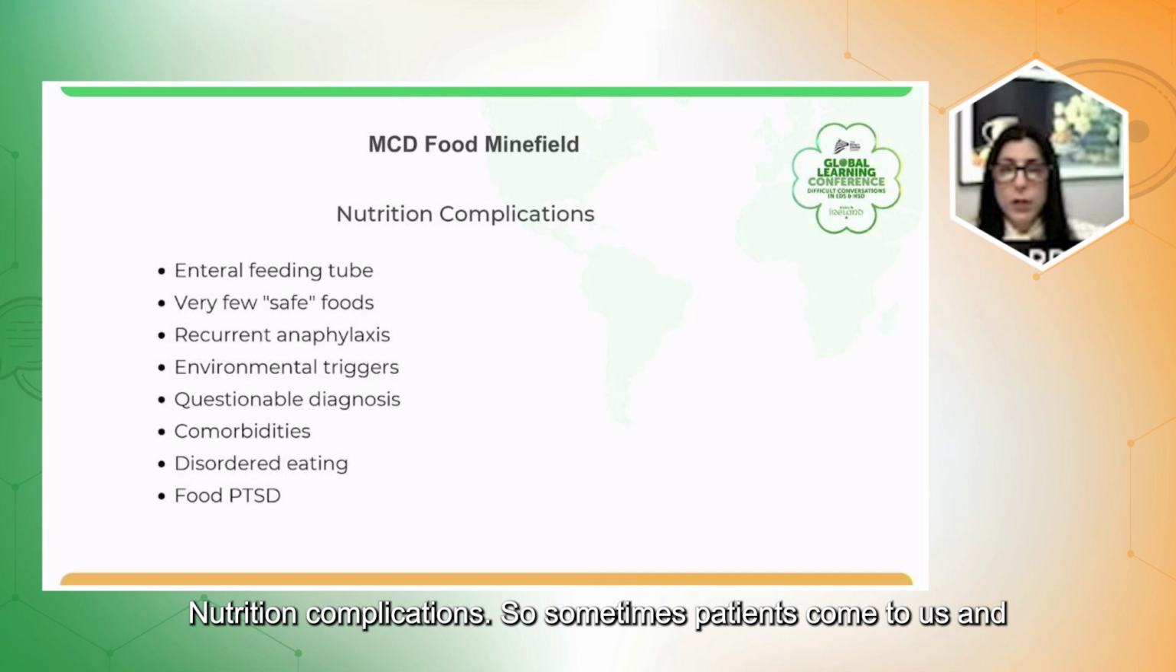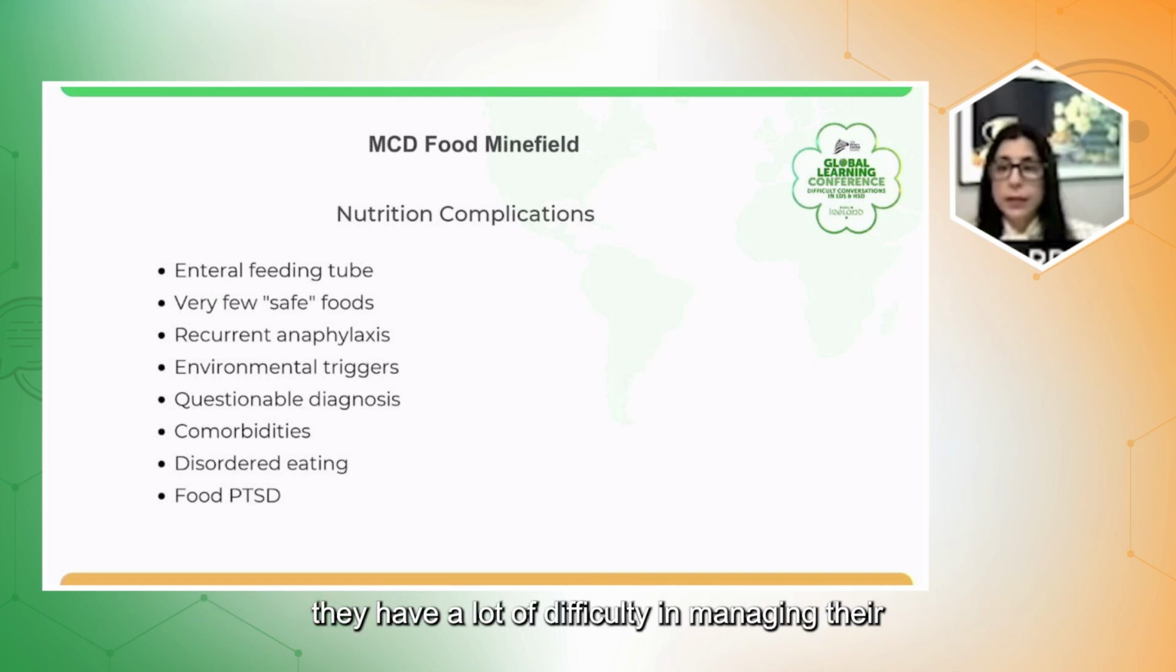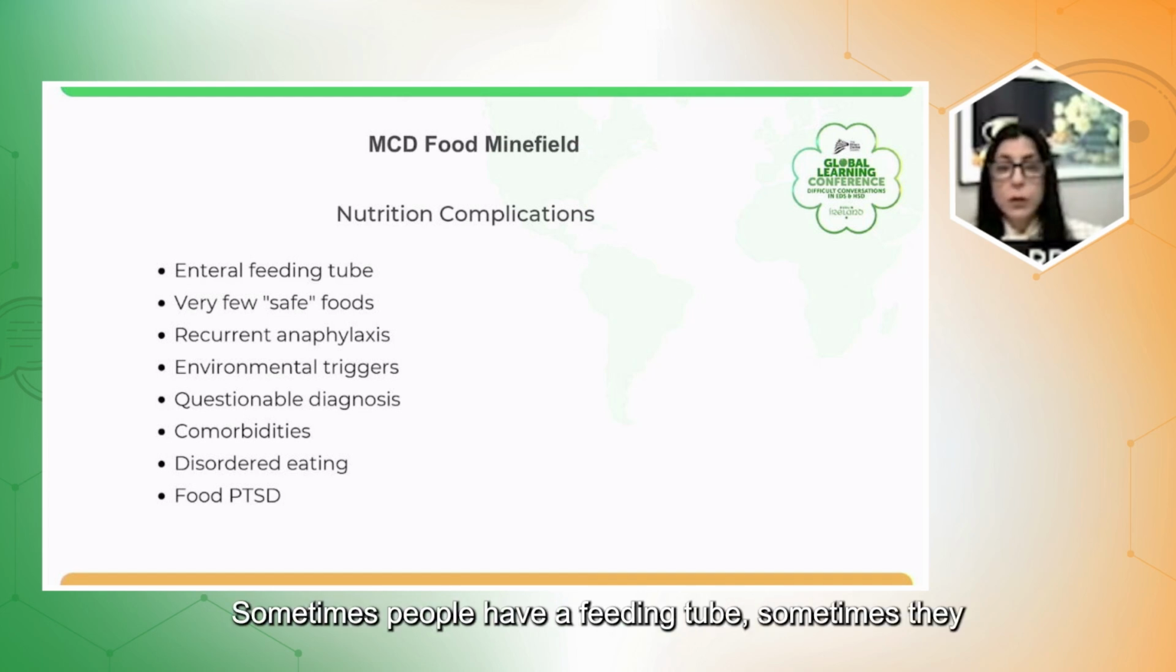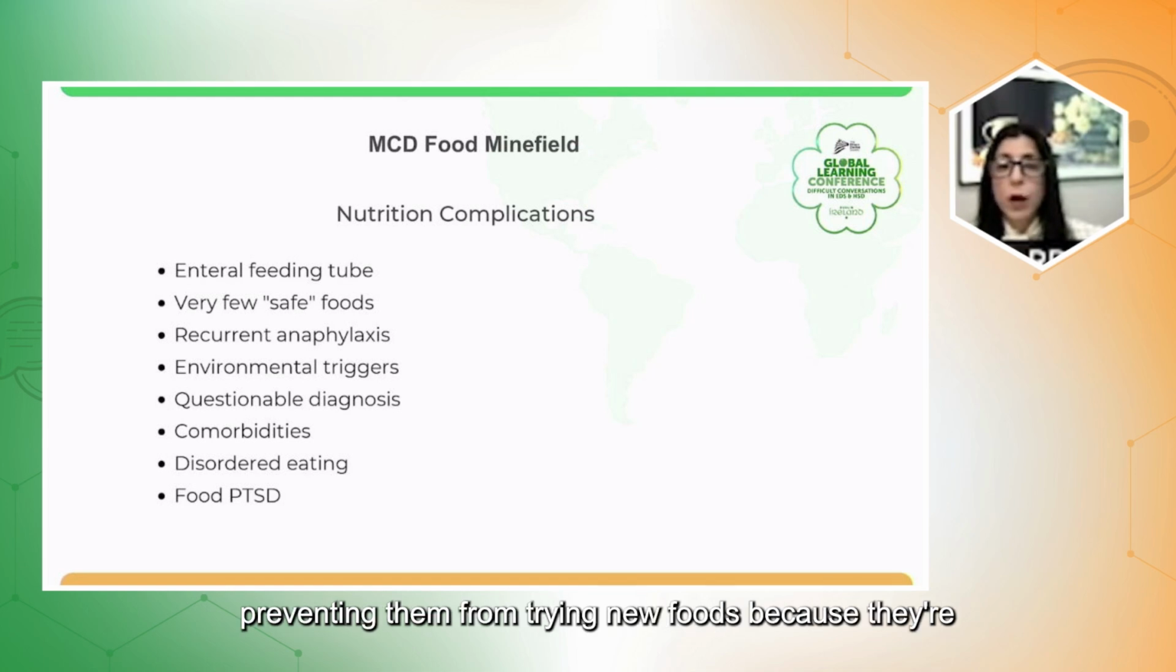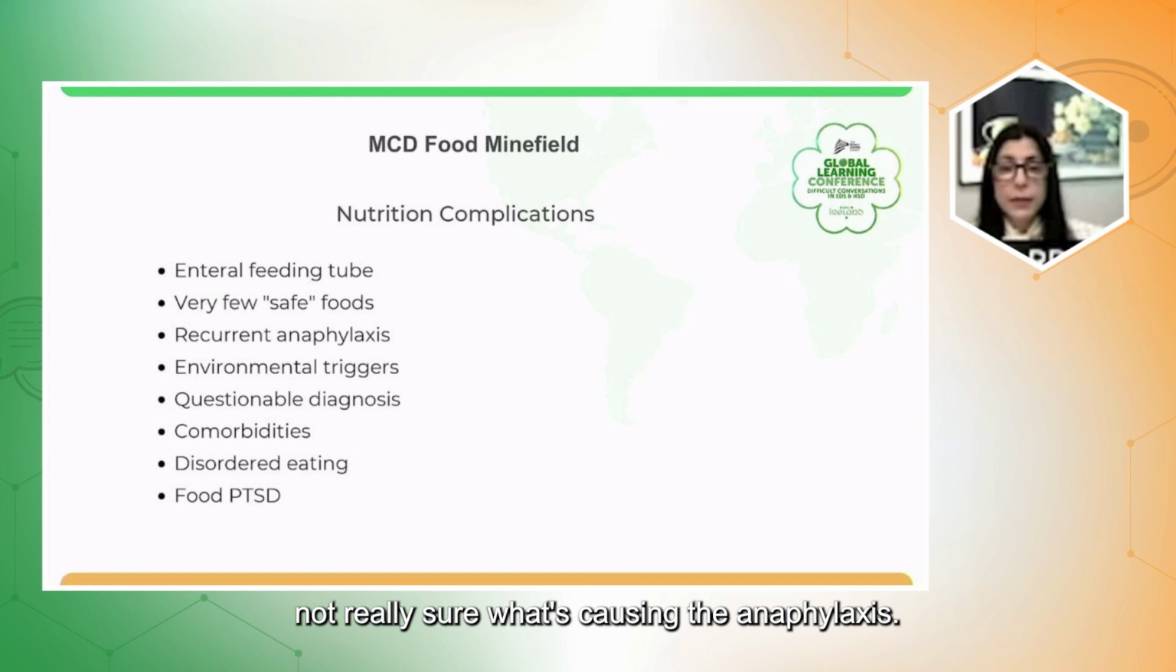Nutrition complications. So sometimes patients come to us and they have a lot of difficulty in managing their nutrition because there's a lot going on. Sometimes people have a feeding tube. Sometimes they have very few safe foods to eat and are unable to add back foods. A patient could have recurrent anaphylaxis, which is preventing them from trying new foods because they're not really sure what's causing the anaphylaxis. Environmental triggers, sometimes we can remove them, sometimes we can't.